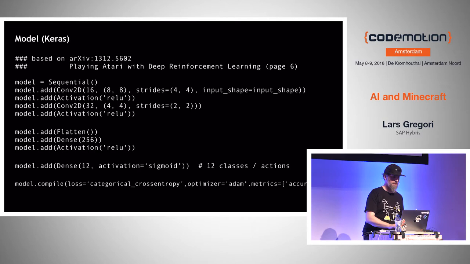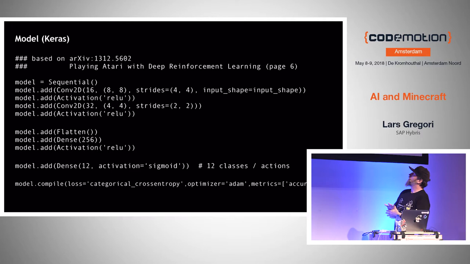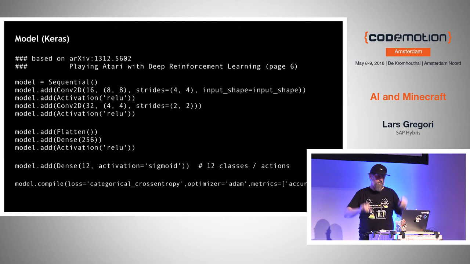And here is the model itself in Keras. It's based on the paper. There are two convolutional layers inside of it. So 16 filters of 8x8, with a stride of 4x4. It uses ReLU for the activation. ReLU itself, for negative values it's zero, and then it's linear.